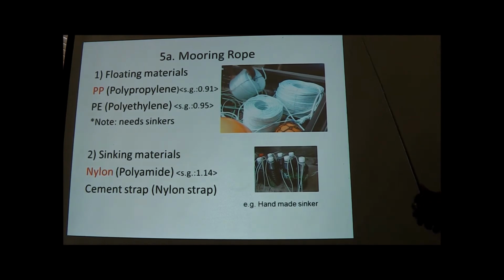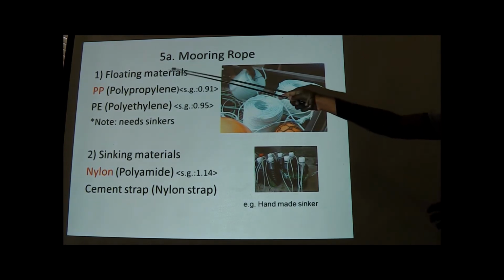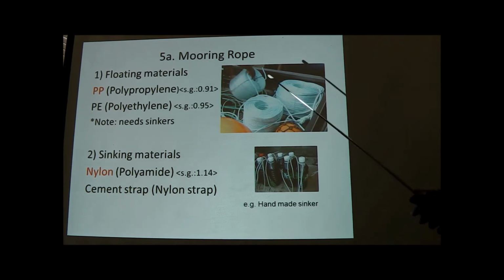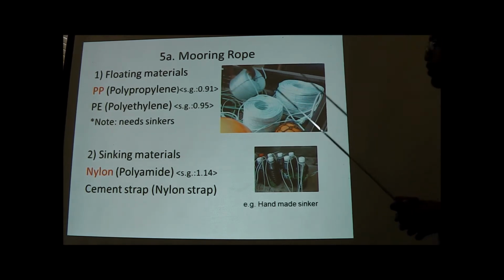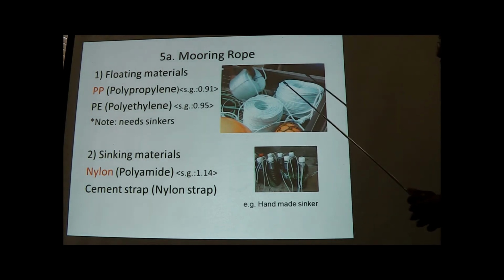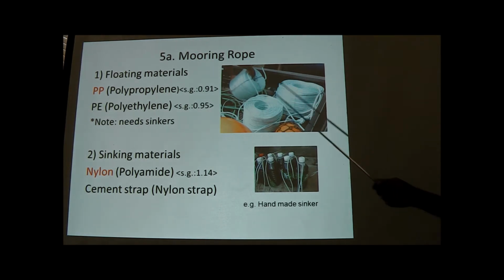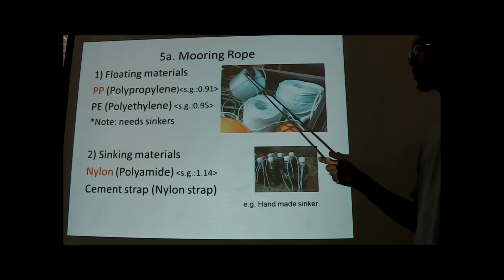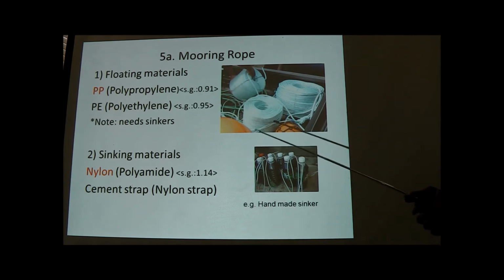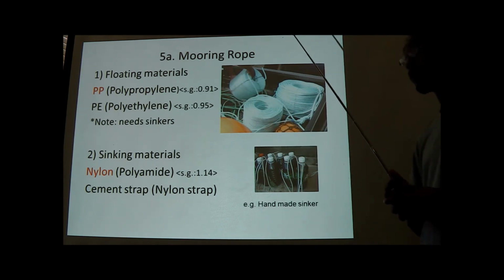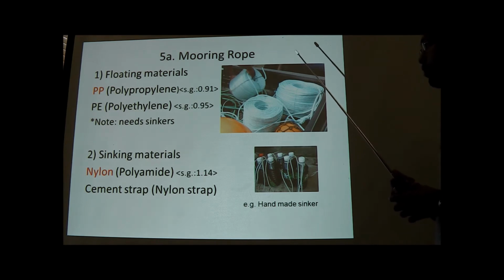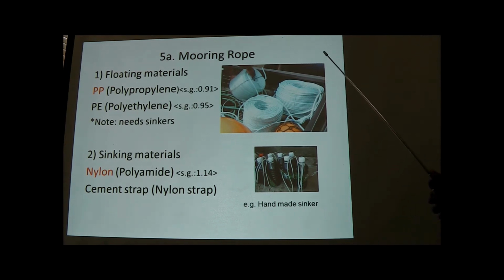Mooring rope. Here we can see two of the most commonly used mooring ropes in FAD construction, which are polypropylene and polyethylene. Both of them have positive buoyancy. So you can see the specific gravity is less than 1, which means it floats on water. The polypropylene is the most heavily used because of its cost.